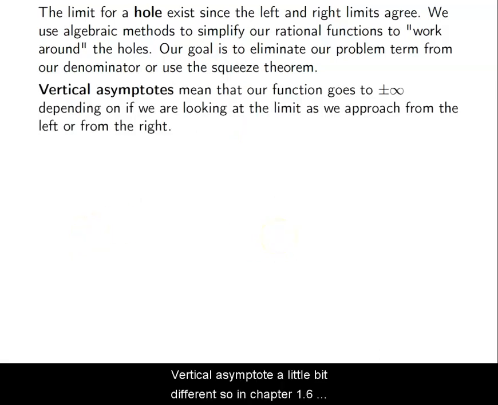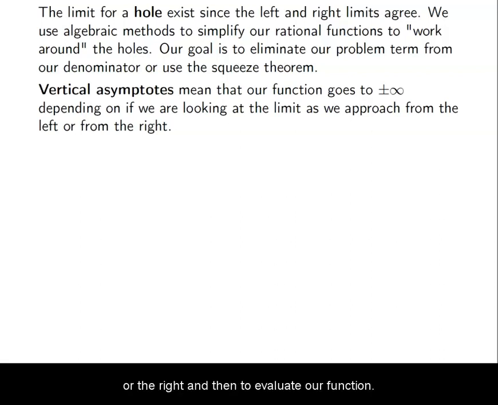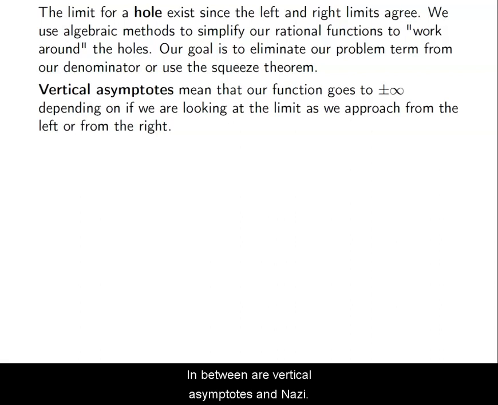Vertical asymptotes are a little bit different. So in chapter 1.6, what I had you guys do when we had a vertical asymptote was we looked at the next closest zero, either on the left or the right, and then evaluated our function in between our vertical asymptote and that zero. And if our function was positive, then it was always positive as it approached the asymptote, and it would just continue to get larger and larger because there are no more zeros in between that point and the asymptote. So there's no chance for our function to cross the axis again, so it has to just get bigger and bigger.